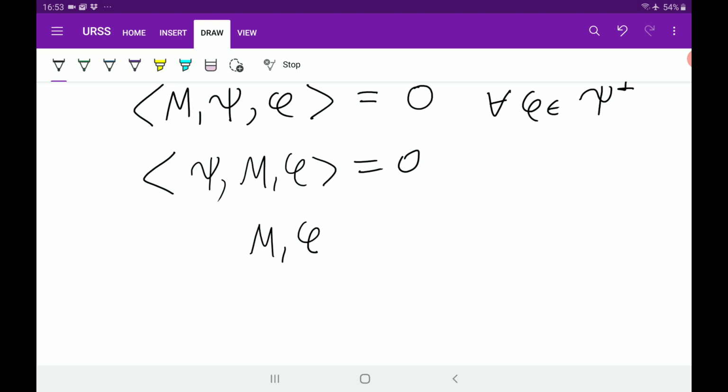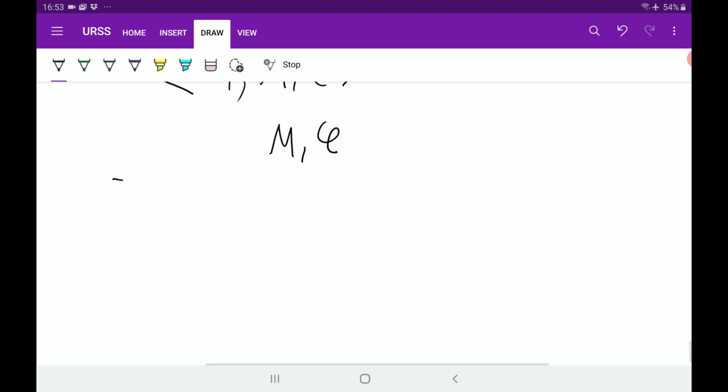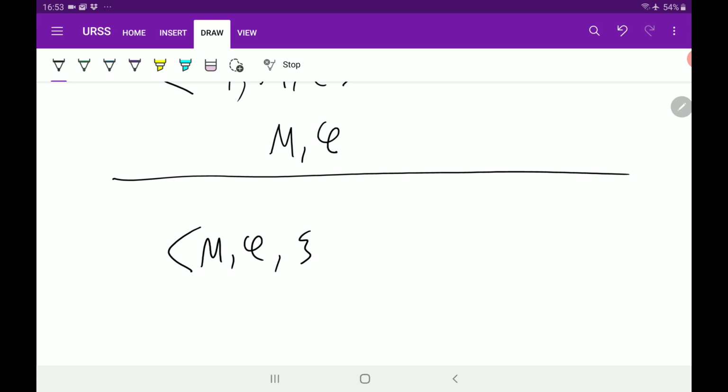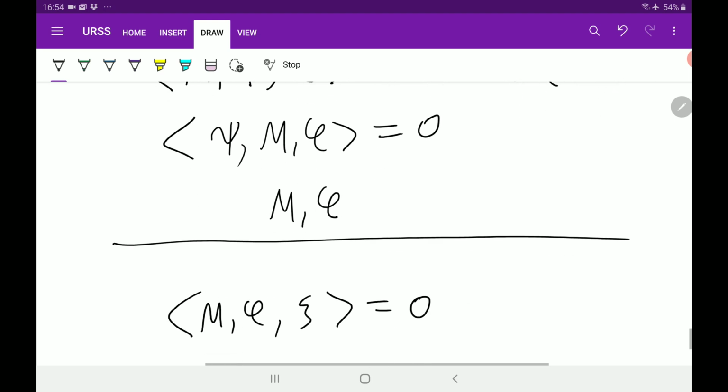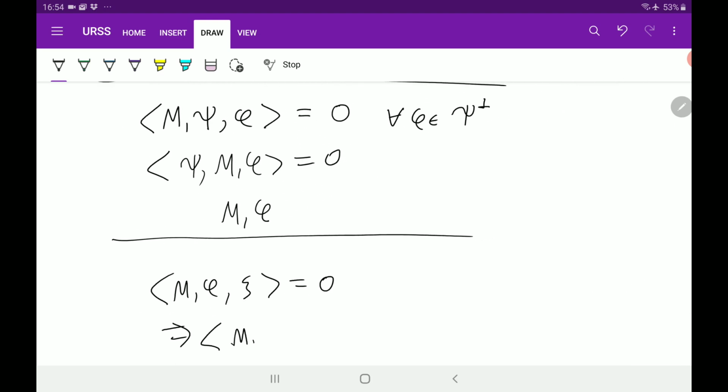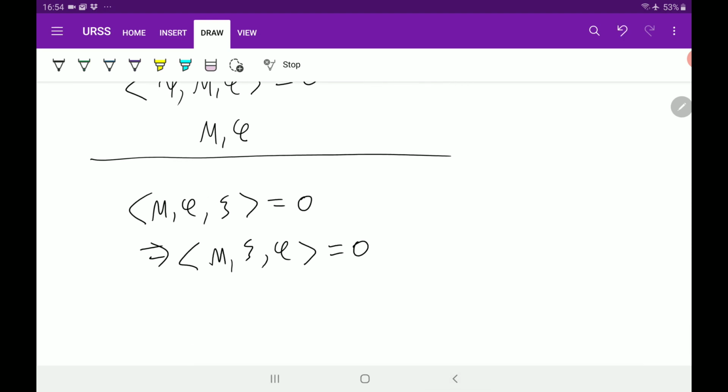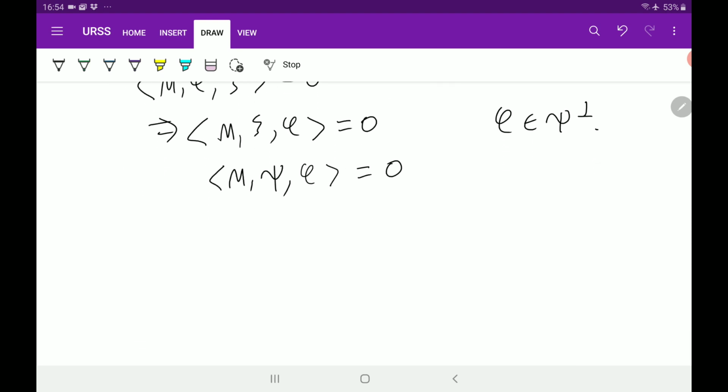So we know that m1 phi with psi is equal to 0, right? So that means, using the self-adjointness and all that, we know that m1 psi with phi is equal to 0. Okay? So in particular, this is true for m1 psi with phi equal to 0, for any phi in the orthogonal complement of psi. Okay, so we know this, right?